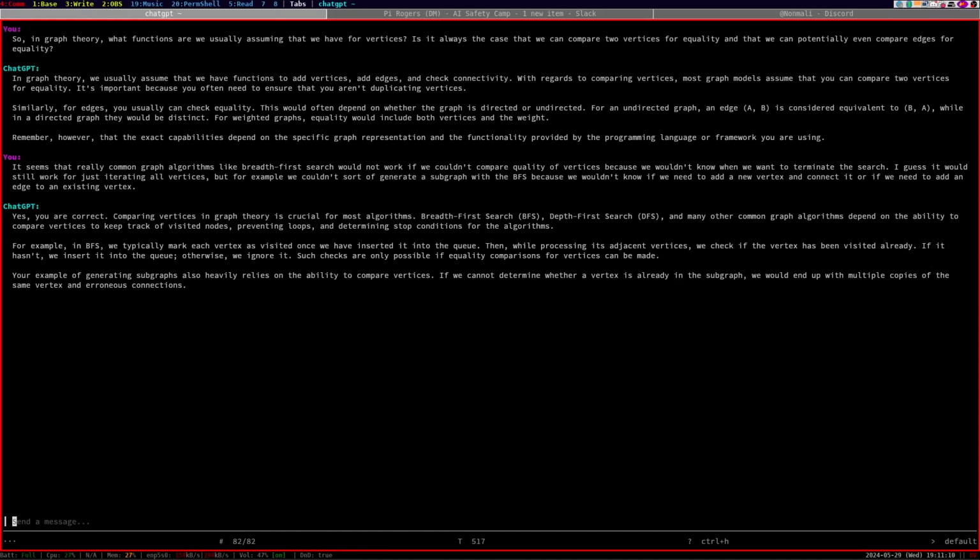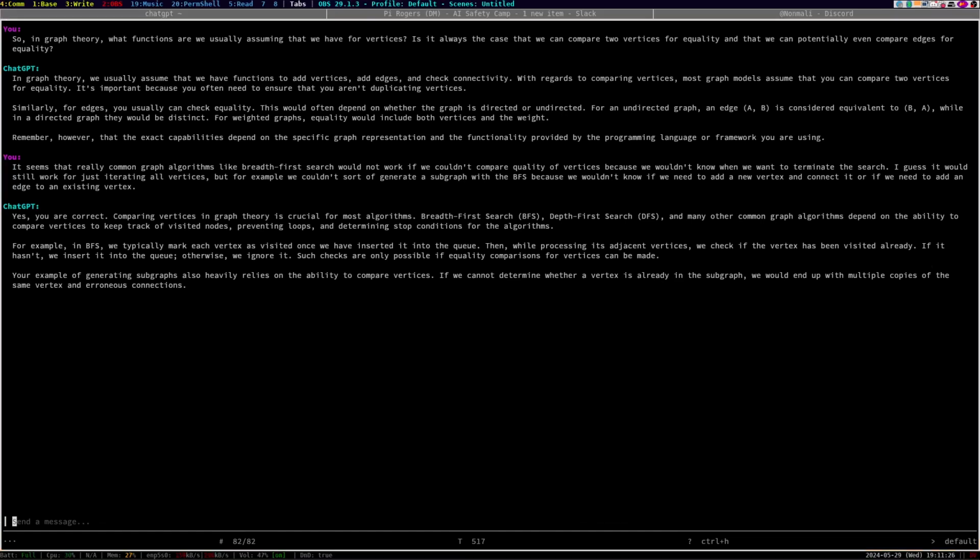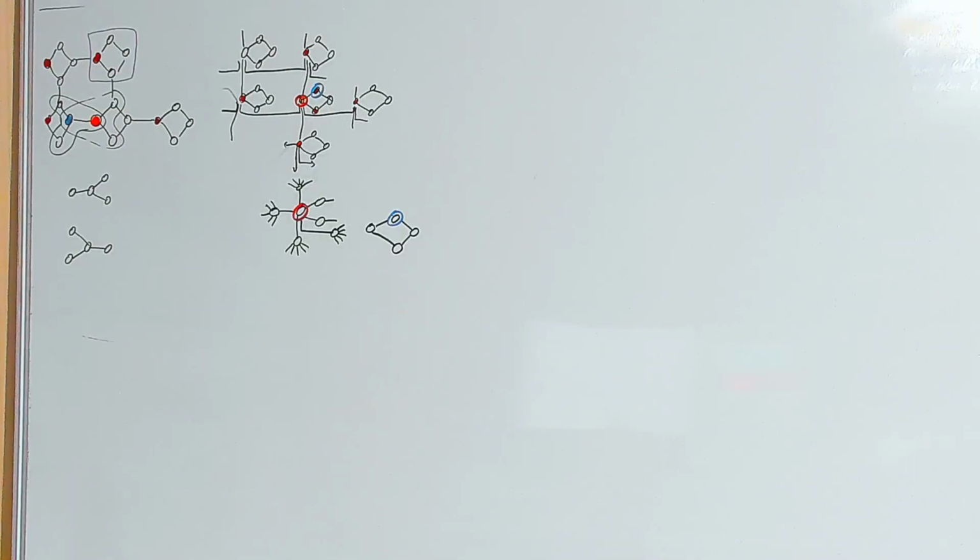So you can parallelize these two steps. You can do all of the vertex expansion for every vertex. It doesn't depend on the other vertex expansions. Only the edge connections depend on that. Yeah, that makes sense.